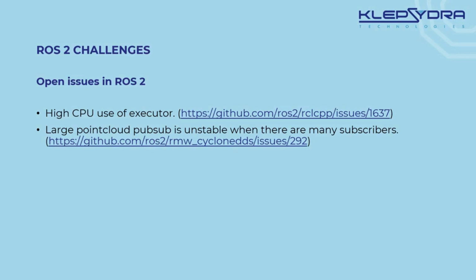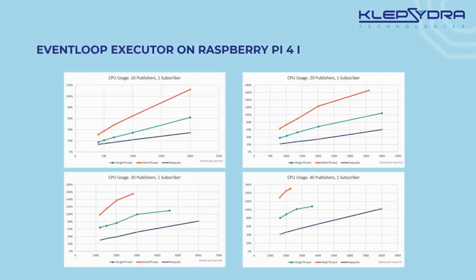Three executors were examined under these testing scenarios: the static single-threaded, the multi-threaded executor, and Klepsydra's own executor. Throughout these slides, green will represent ROS2's single-threaded executor, red will be ROS2's multi-threaded executor, and blue will be Klepsydra's own executor. In the first scenario, the results prove that the Klepsydra executor needs substantially less CPU with moderate data rates, no matter the configuration.